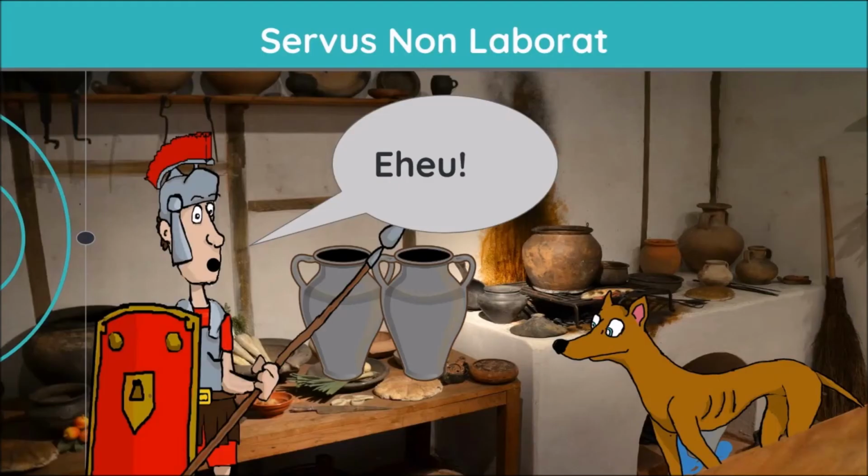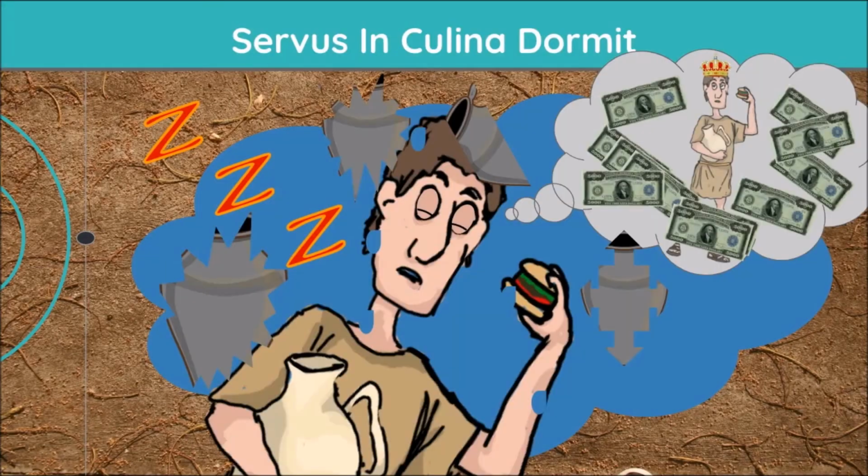Servus non laborat. Ehu. Ehu means look, or alas, oh dear. It's an exclamation that someone might use. Laborat means work. However, non means does not, so it means does not work. The slave is not working.